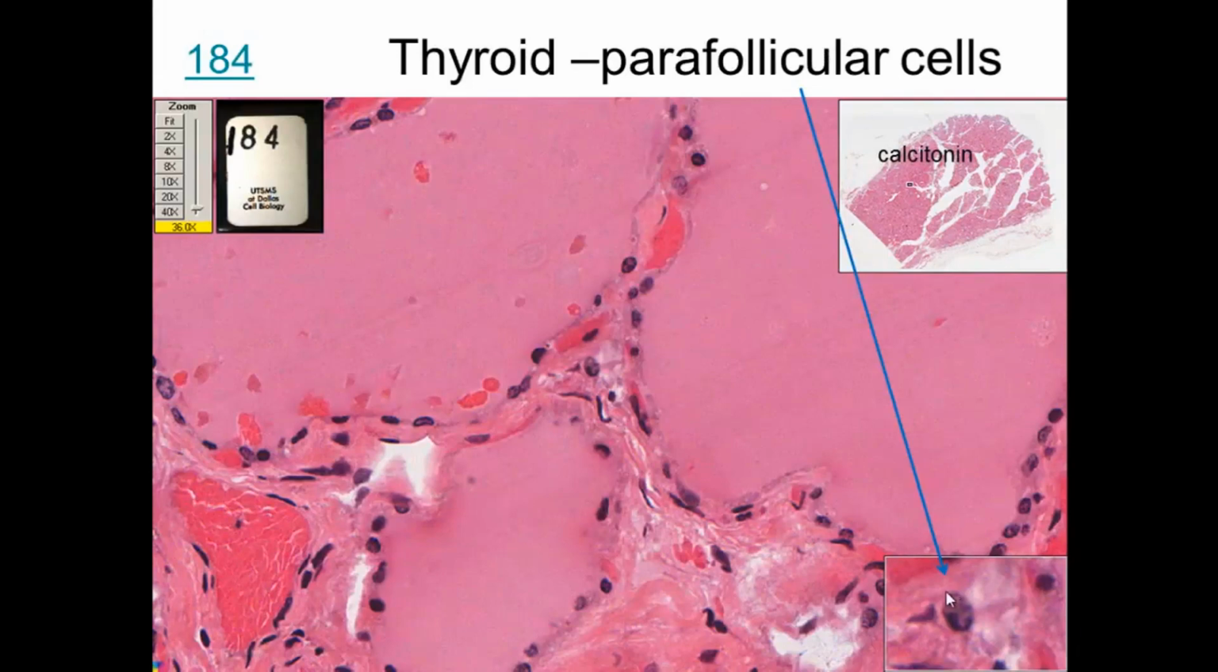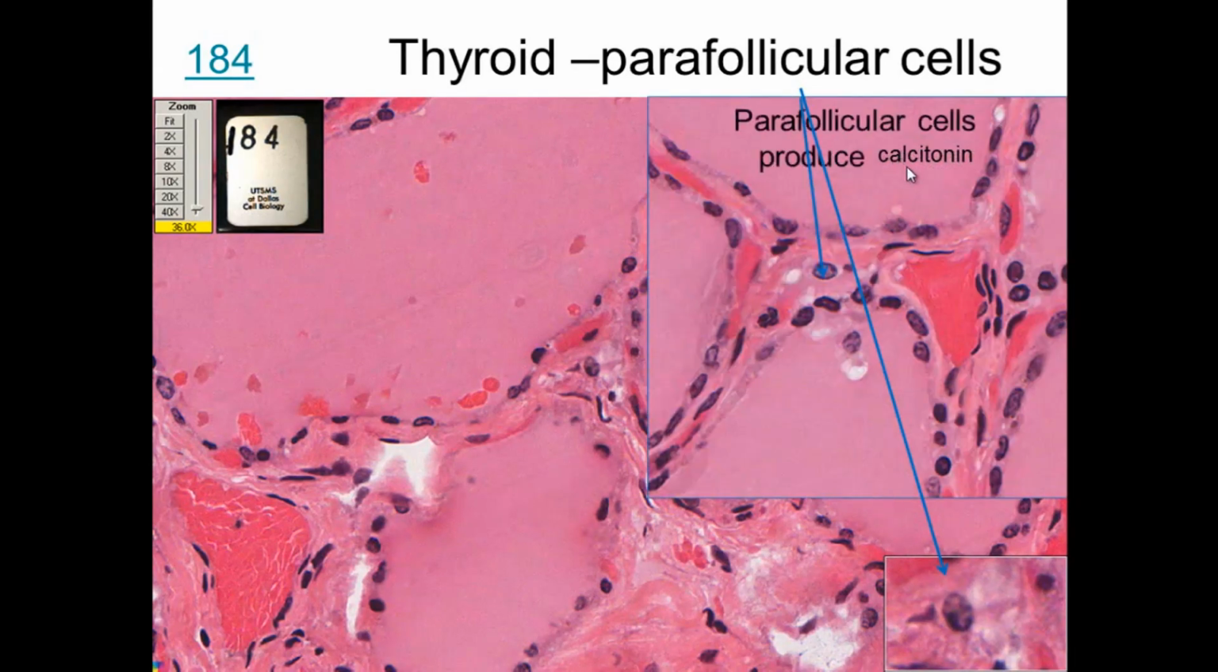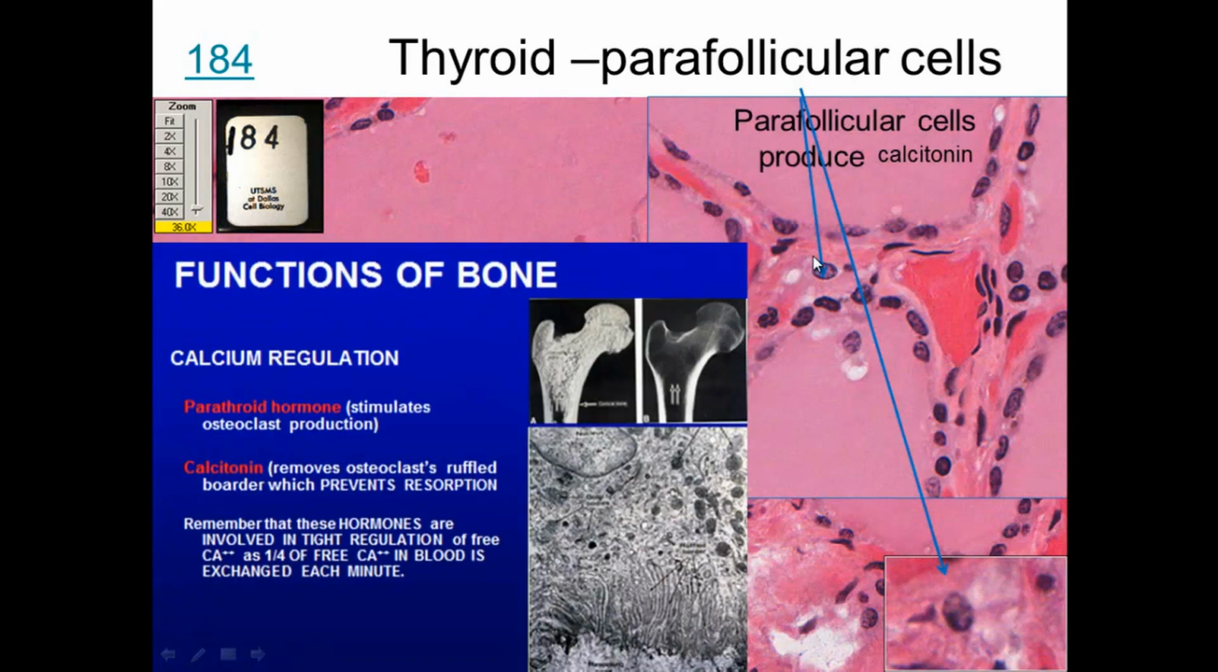So we see the parafollicular cells, and they produce calcitonin. And here we can see the parafollicular cells, the ones that are in between the follicles, and they produce calcitonin. Calcitonin is involved in preventing resorption of bone. So what it does, it interacts with the osteoclast. The osteoclast is what breaks down bone, and it removes the ruffled border that allows it to have an environment that can break down bone.